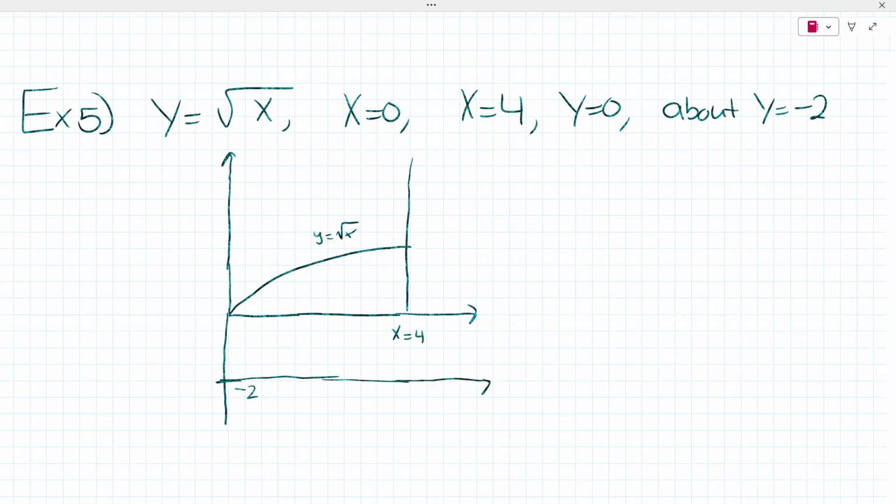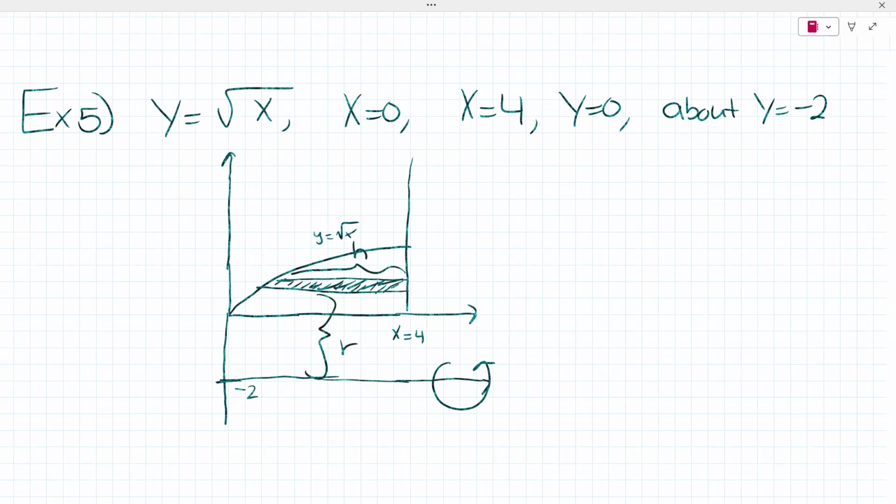So we're revolving about the line y equals -2 right here. And if we're revolving around y equals -2, our slices will be horizontal. So here's our slice, and this is our h. And this distance here will be our radius. So keep in mind, we're revolving around the line y equals -2.